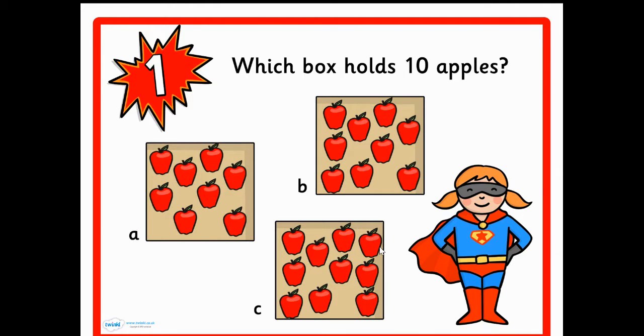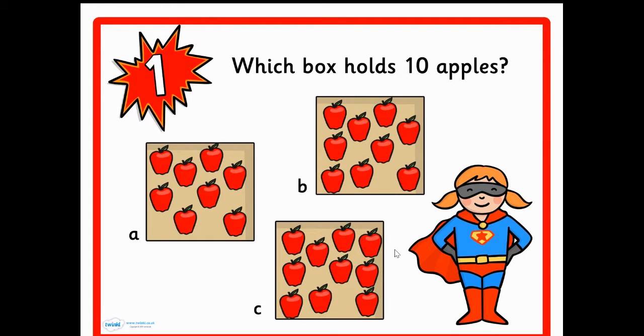Maybe you can work out what you're going to do. So let's have a look. I'm going to look first of all and think, which one? 10 apples. That's quite a lot. So I'm going to look at C because that looks like it might have more apples in. Let me see if I'm right. 1, 2, 3, 4, 5, 6, 7, 8, 9, 10.